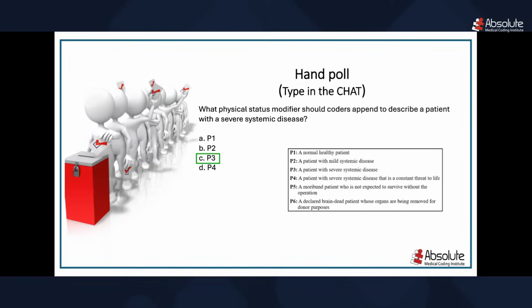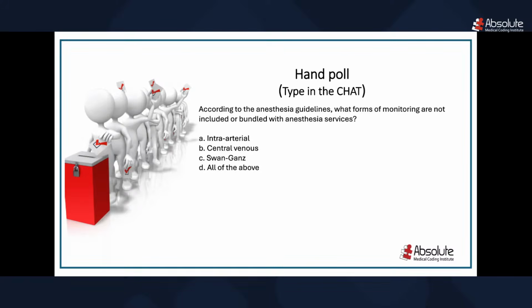Let's move on to the next one. I think we got only one more after this. According to the anesthesia guidelines, what forms of monitoring are not included or bundled with anesthesia service? Option A, intra-arterial. Option B, central venous. Option C, Swan-Ganz. And option D, all of the above. What say you, coders?